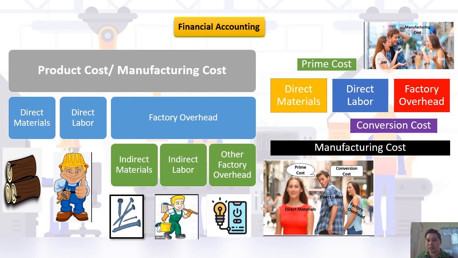ang composition niya is direct materials and direct labor. Si conversion cost naman, ang composition niya is direct labor and factory overhead. So kapag ginawa po natin prime cost plus conversion cost, lumalabas na dodoble po si direct labor. So ibig sabihin wala pong cost concept na nabubuo doon. So sa mga problem, pwede po diyang itanong, what is the computation of manufacturing cost? Pwede yung prime cost plus factory overhead, and pwede rin naman yan conversion cost plus direct materials.